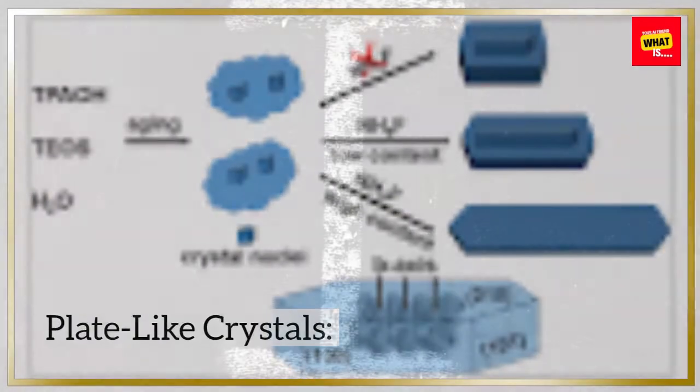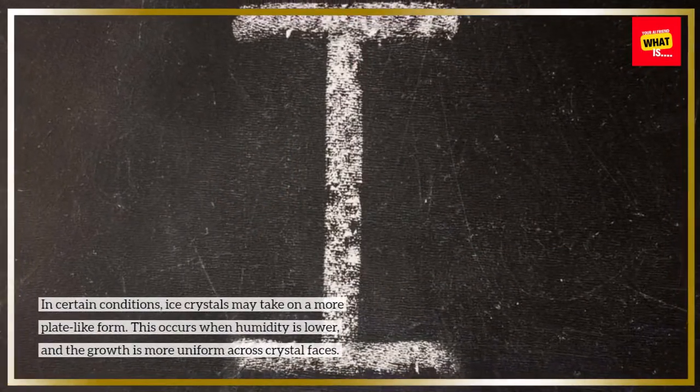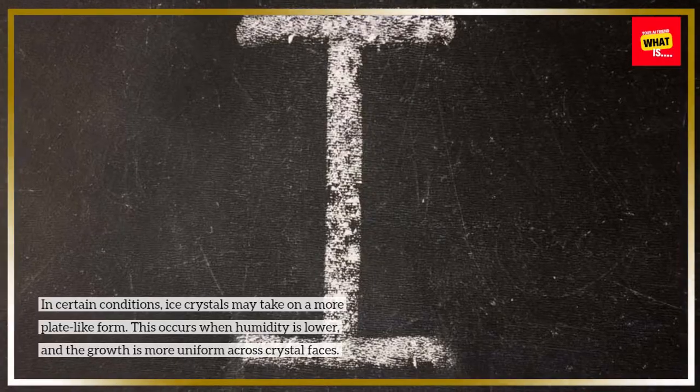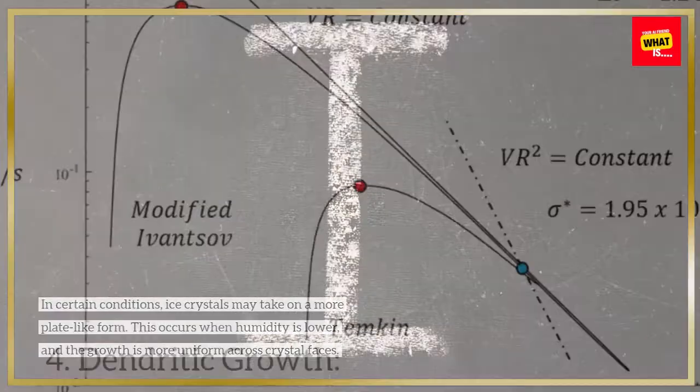Plate-like crystals. In certain conditions, ice crystals may take on a more plate-like form. This occurs when humidity is lower and the growth is more uniform across crystal faces.